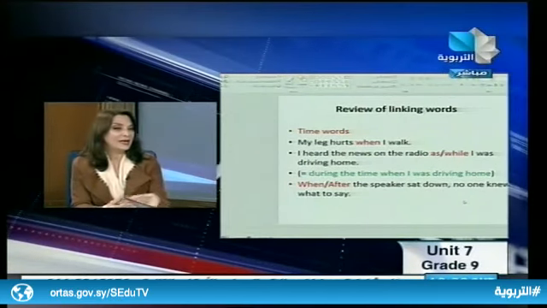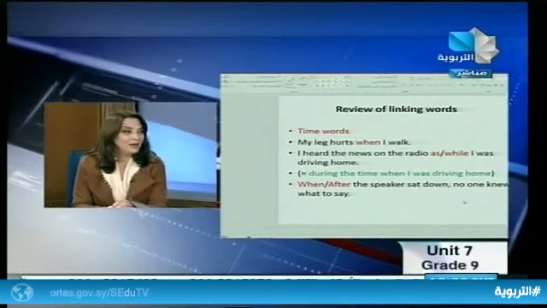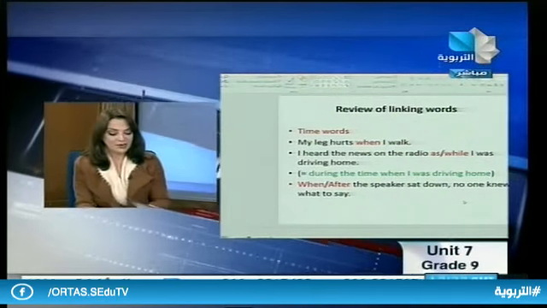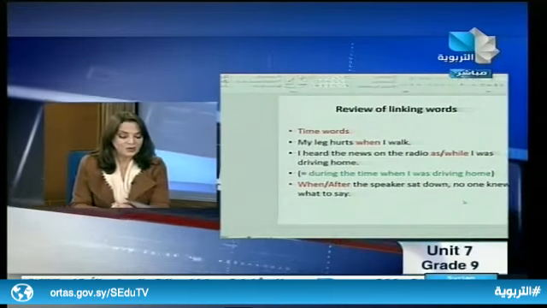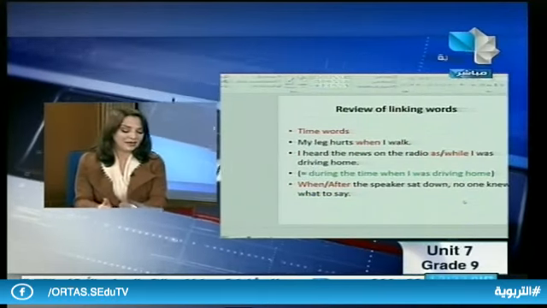like as soon as, and many others. I'll give you some examples now. Example: my leg hurts when I walk. So here we have a present simple. Of course, we have also two clauses with these linking words. In the first clause, we have my leg hurts. My leg is the subject and hurts is the verb, and it is in the present simple. When I walk. In the second part, we have I is the subject and walk is a verb, and it is also present simple. So here maybe it means every time I walk, my leg hurts.